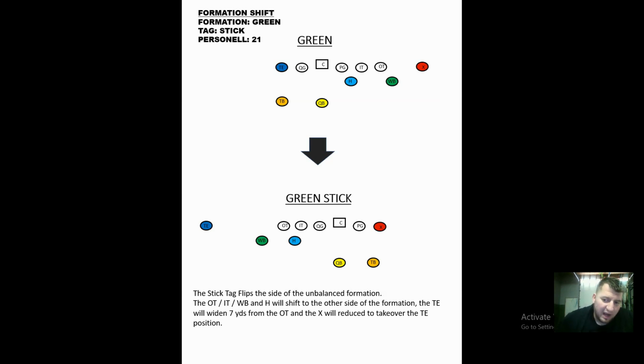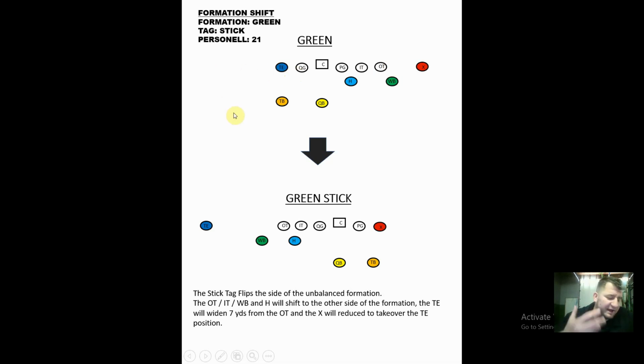Now you can see right here we have our base alignment of green. Green stick would tell the inside tackle, outside tackle, H-back, and wing back that they're going to flip-flop to the other side when they get the call from the quarterback at the line of scrimmage. We do not bring the X all the way over. He's simply pushing down, and the tight end will simply widen out.